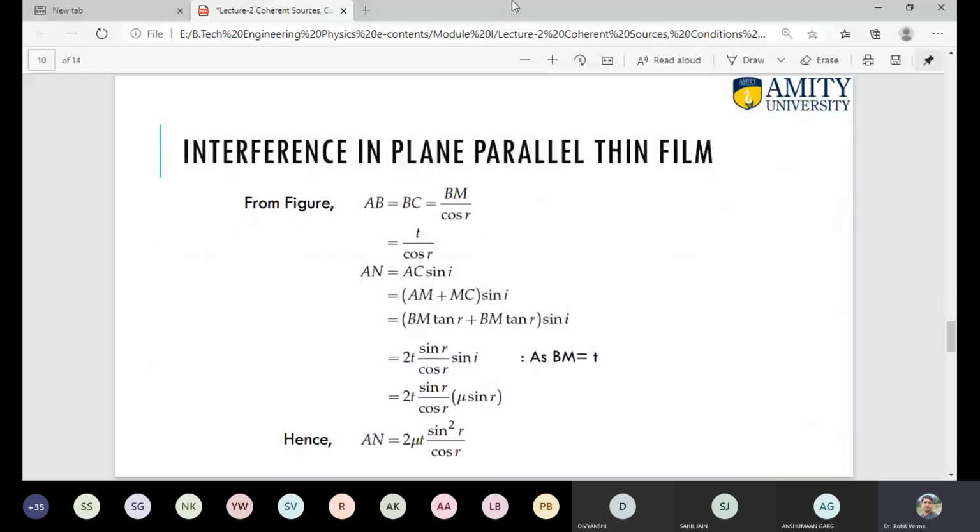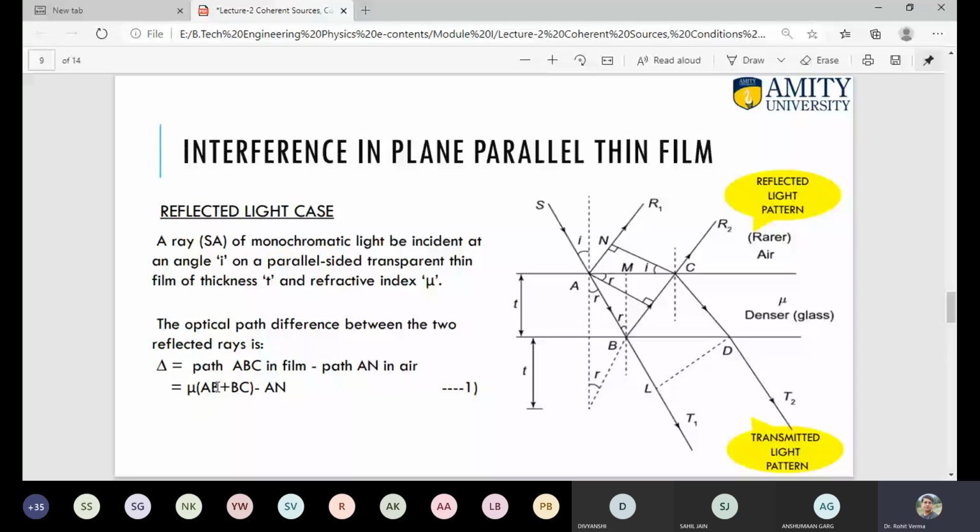So now we have to determine the values of AB, BC and AN by using simple geometry, and then we have to put the values of AB, BC and AN in equation 1, and in this way we will get the path difference between the two interfering rays R1 and R2. We have supposed that the thickness of the film is small t. So how will we get this AB? You know that if the angle of refraction is r, if this angle is r, therefore this angle will also be r.